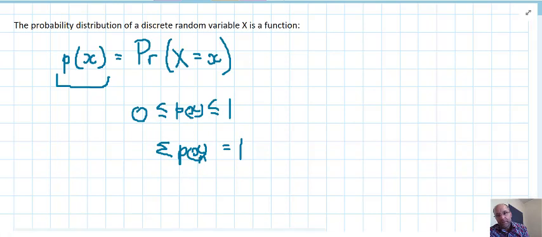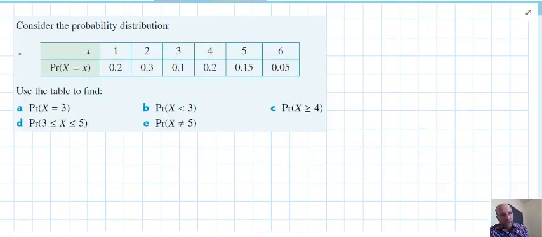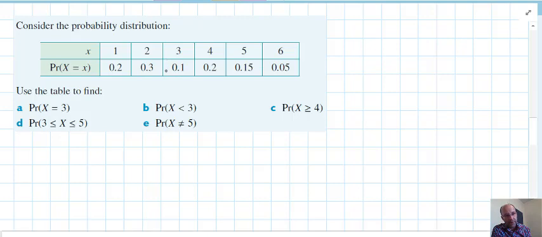So all the values in p of x, sum them together, you've got 1. I'm going to do 3 examples now and consider the probability distribution given there and use the table to find the probabilities. We've got the variable in the first row and the associated probabilities in the second row. And the first one says exactly 3. So when x is exactly 3, what's the probability? And the answer is 0.1.